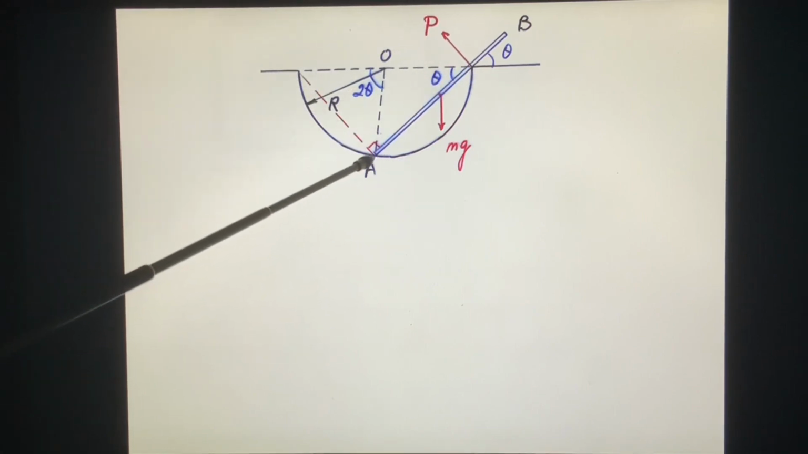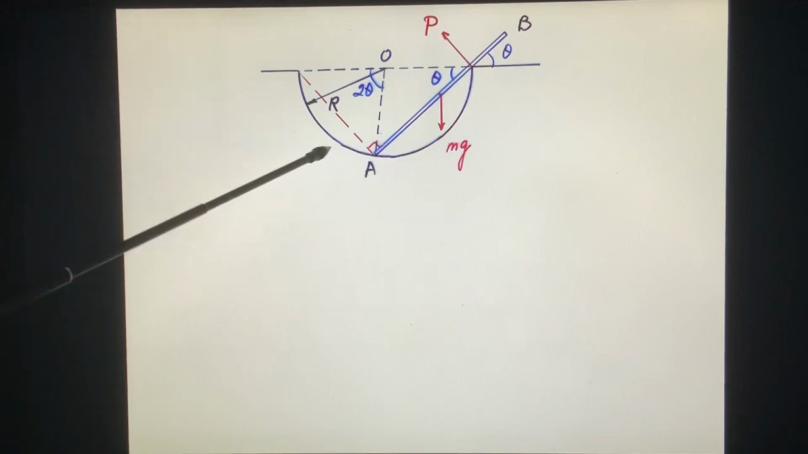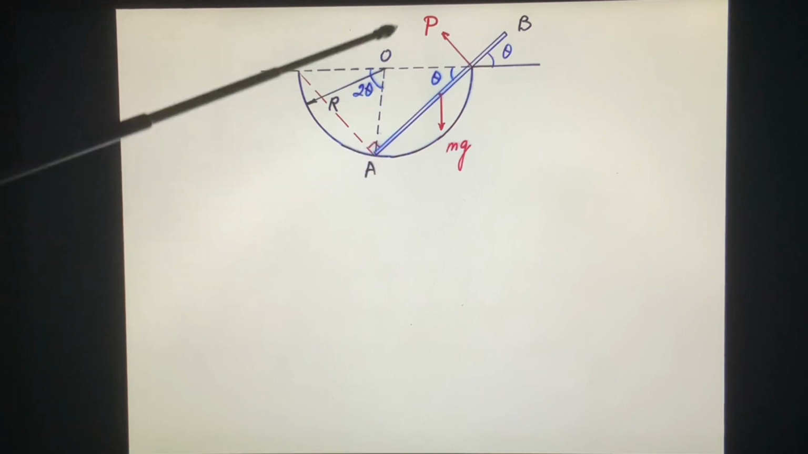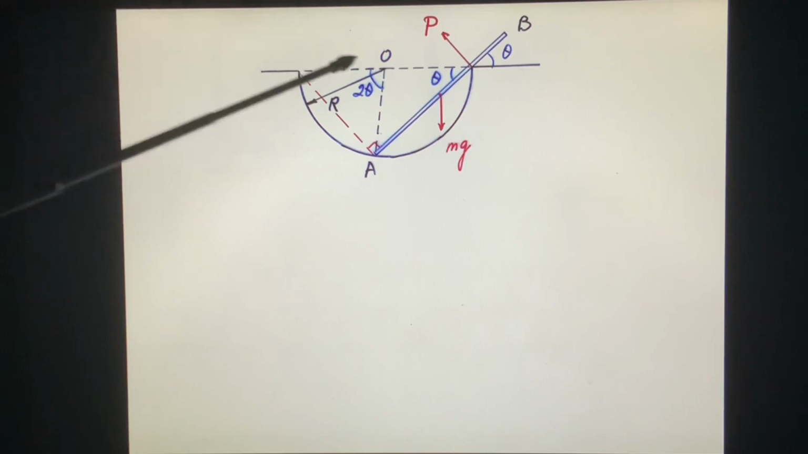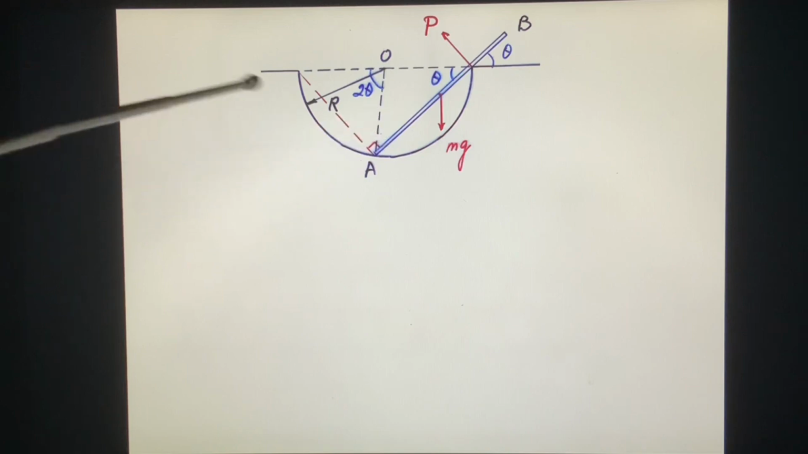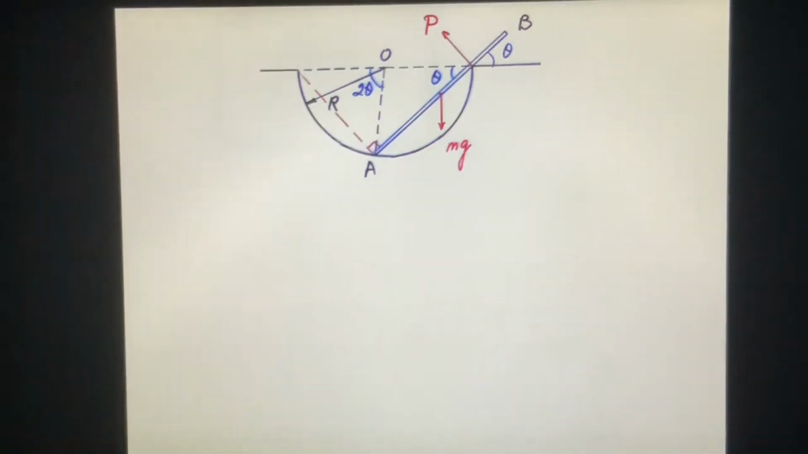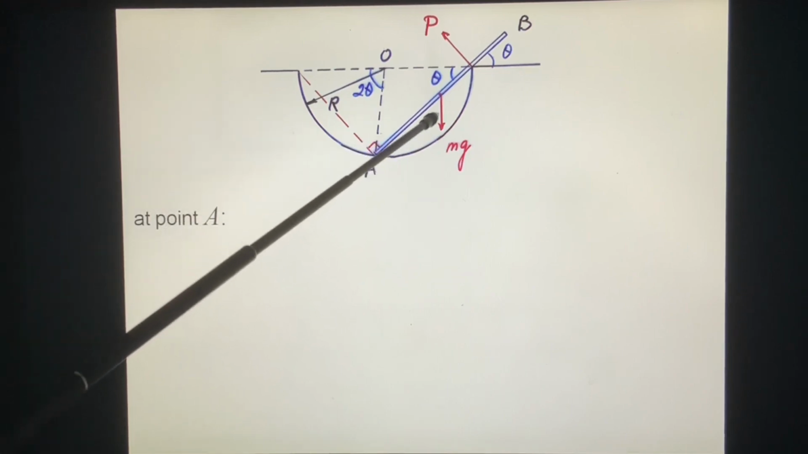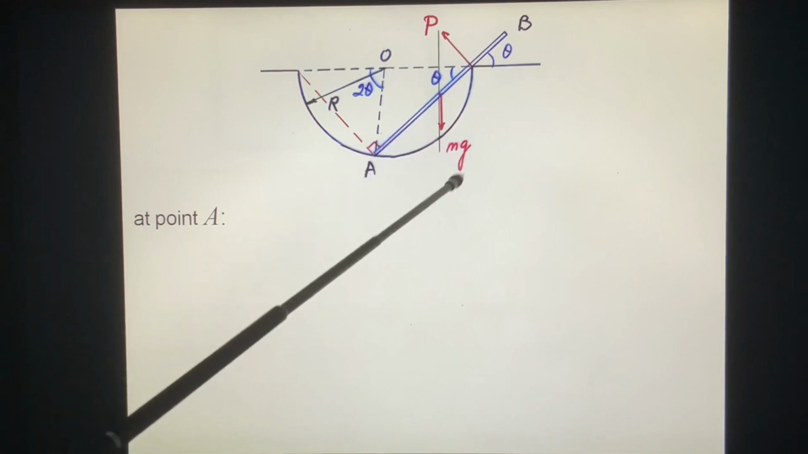There is another force acting on this rod from the ball. Because it's smooth, there's no component along the tangent. It must be along the radial direction. We try to avoid this force, so we'll pick A as our reference point to calculate the torque. And we see the torque at point A, the mg torque.